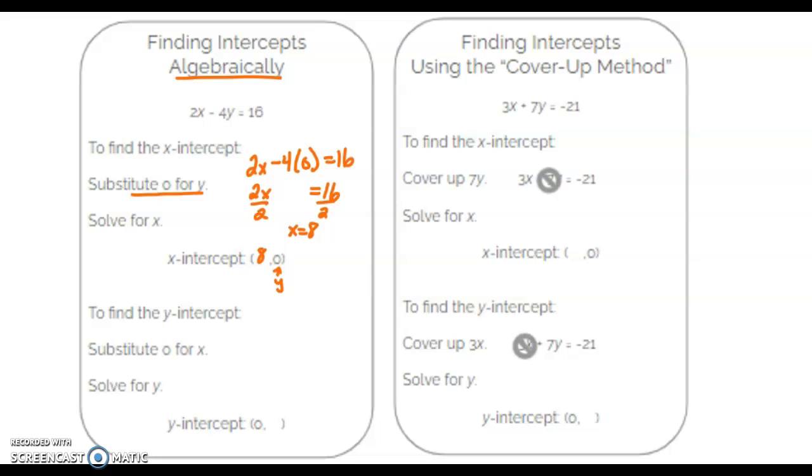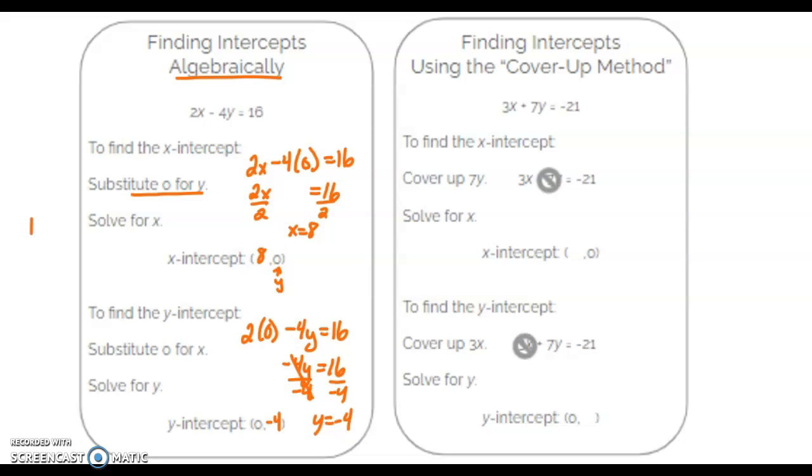Now to find the y-intercept, substitute 0 in for x and solve for y. 2 times 0 is 0, so it essentially disappears. You get negative 4y equals 16. Divide by negative 4, and negative 16 divided by negative 4 is negative 4. So 0, negative 4 is your y-intercept.